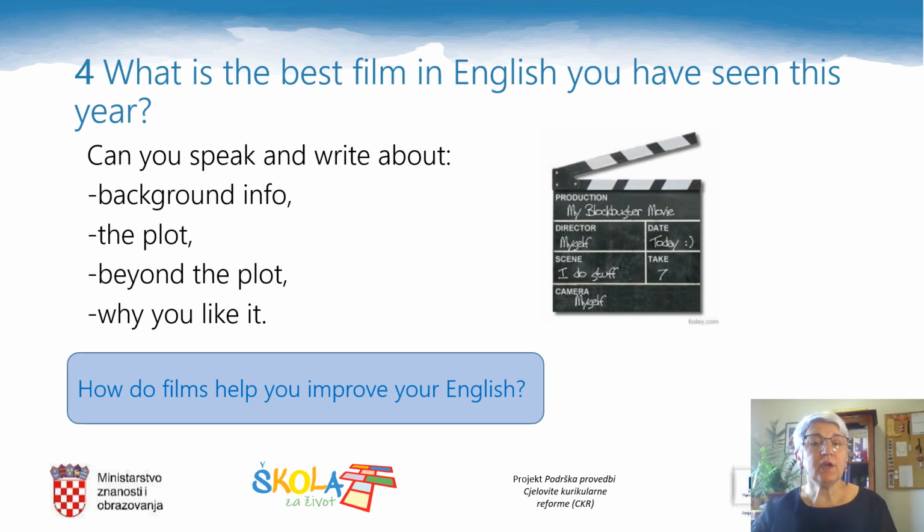Can you speak and write about that film and say or write about the background info, about the plot, the story, what happens in the film, about other interesting things related to that film, like the actors, actresses, special effects, music, etc. Can you explain in English why you like that film? Make your notes in your notebook. Try explaining what you can in English about your favorite film in speaking, and try writing about your favorite film.